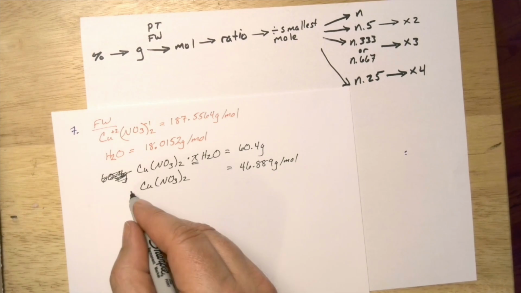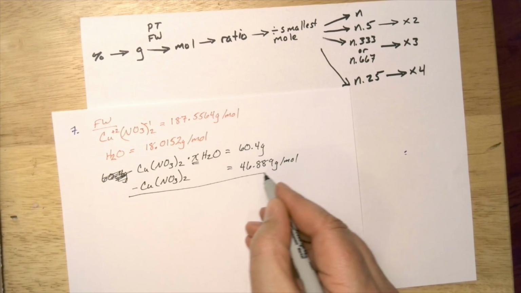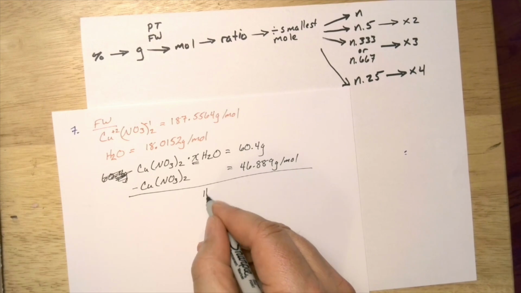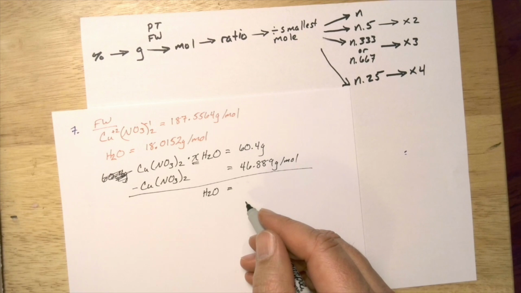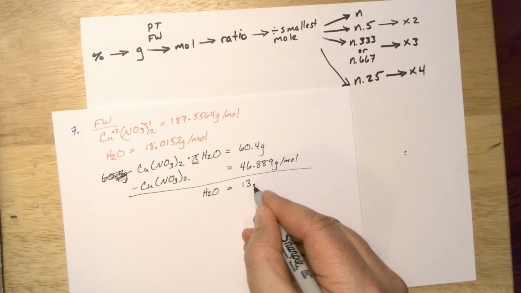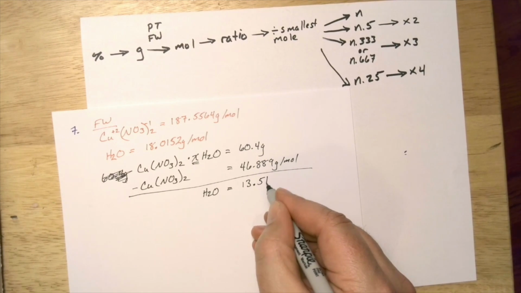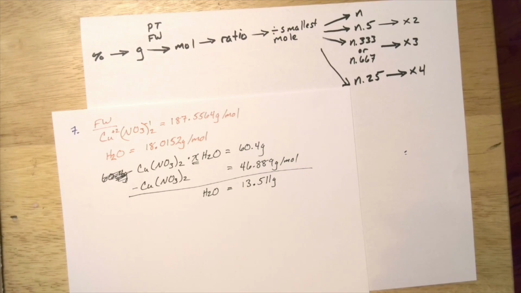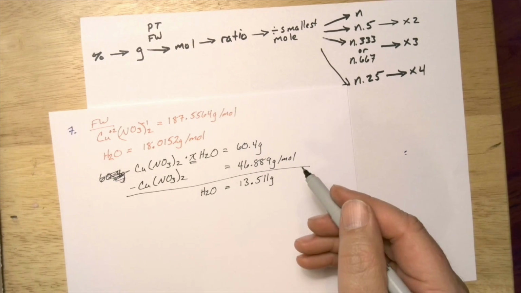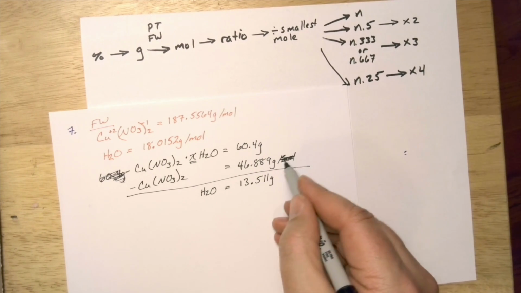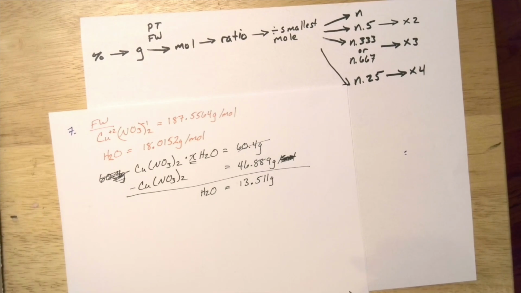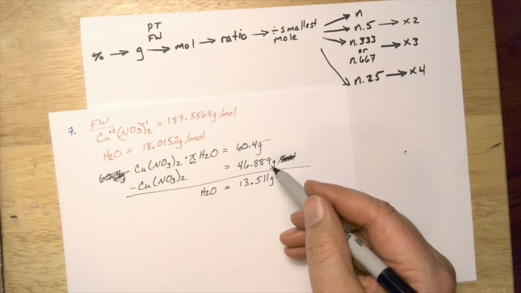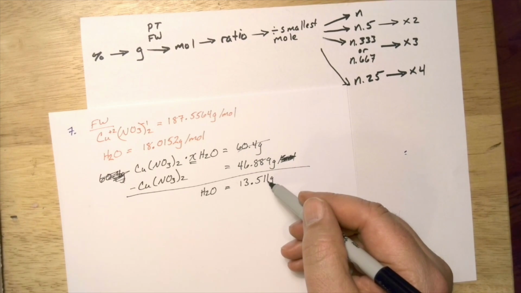So by subtracting those two values, you can then find out how many grams of water you have. So when you subtract them out, you end up with 13.511 grams. Let me get rid of this here. All right, so we really don't need this information here. So we have this many grams of cupric nitrate, this many grams of water. So let me rewrite this down here.